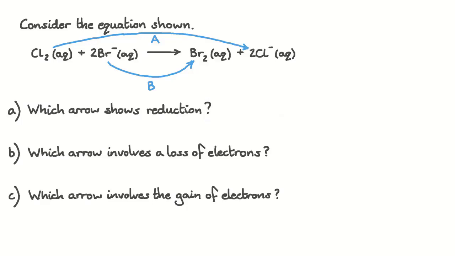Consider the equation shown. Cl2 aqueous plus 2Br- aqueous react to form Br2 aqueous plus 2Cl- aqueous. A. Which arrow shows reduction? B. Which arrow involves a loss of electrons? And C. Which arrow involves the gain of electrons? The arrow in all 3 questions refers to either A or B. In the equation, we can see the chlorine molecule, Cl2, reacting with the bromide ion, Br-.